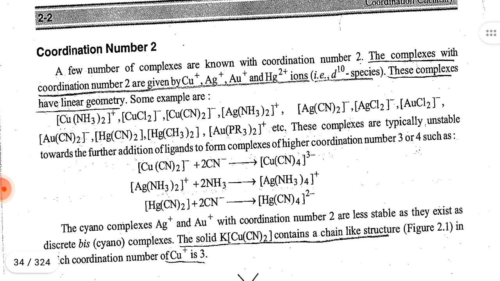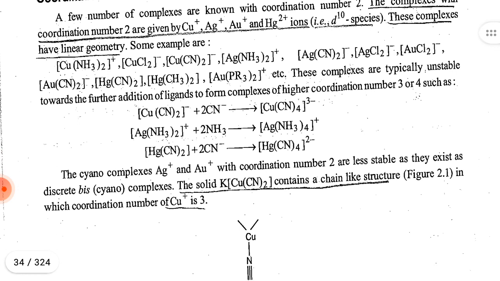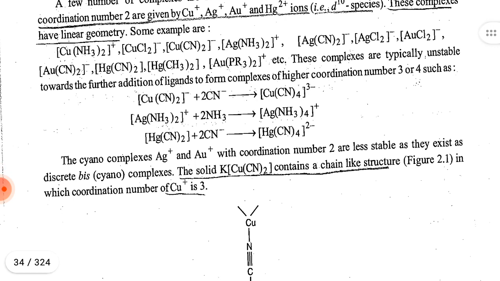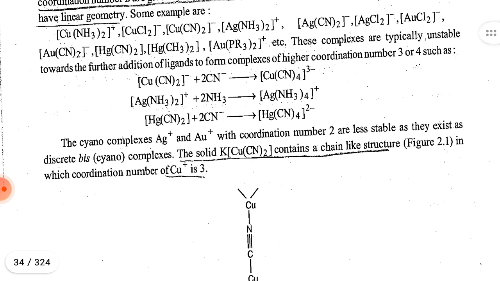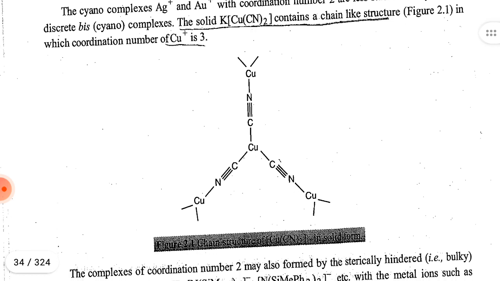These complexes are typically unstable towards further addition of ligand to form complexes of higher coordination number 3 or 4, such as [Cu(CN)2]- reacting with 2CN- to give [Cu(CN)4]3-, and [Ag(NH3)2]+ with 2 ammonia giving [Ag(NH3)4]+, and [Ag(CN)2]- with 2CN- giving [Ag(CN)4]2-. The cyano complexes of Ag+ and Au+ with coordination number 2 are less stable as they exist as discrete bis cyano complexes. Solid K[Cu(CN)2] contains a chain-like structure in which the coordination number of Cu+ is 3. Figure: chain structure of [Cu(CN)2]- in solid form.